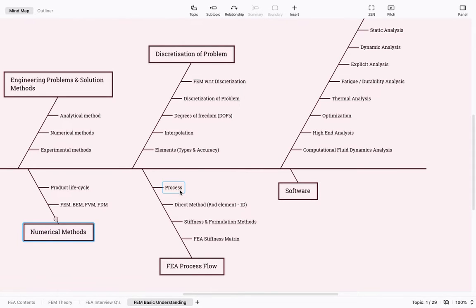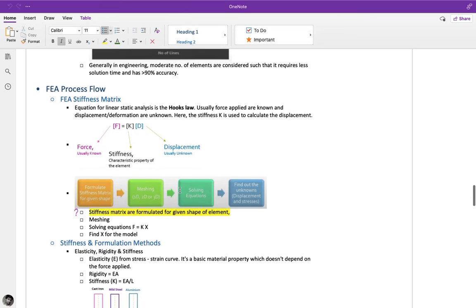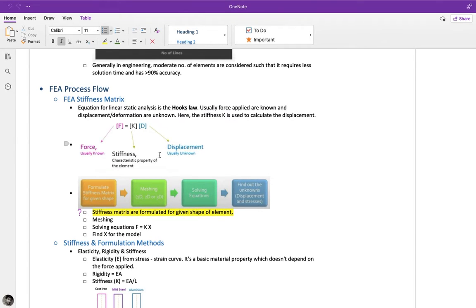In the FEA process, we first calculate the stiffness. The equation for a linear static analysis is basically Hooke's law: F = Kd, where F is the force applied, K is the stiffness of the material, and d is the displacement. Usually the force applied is known, it is the input. Displacement or deformation is unknown and we need to find it. Stiffness is basically the material property. We use this to calculate the displacement.